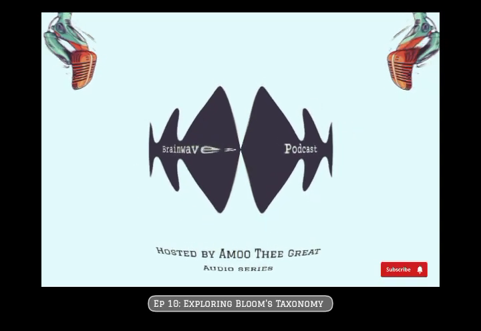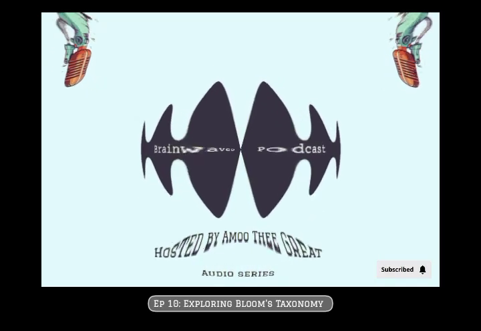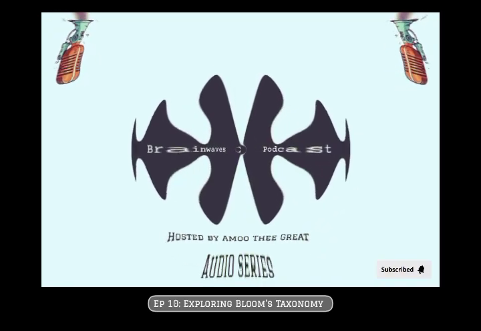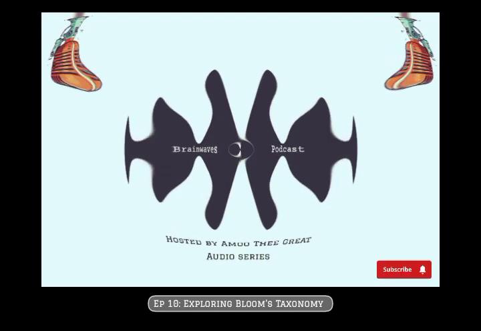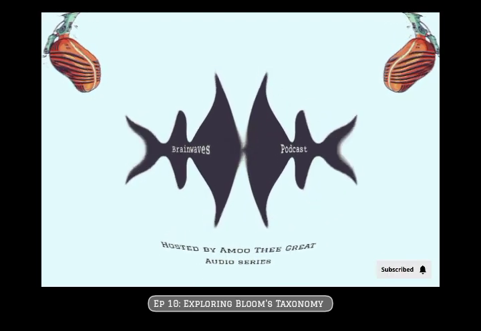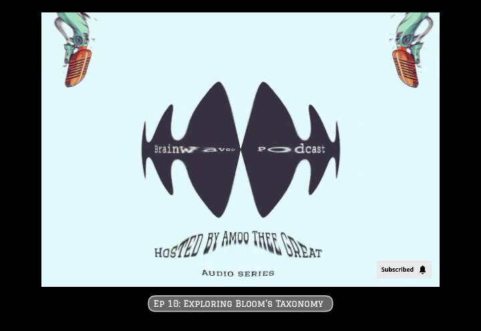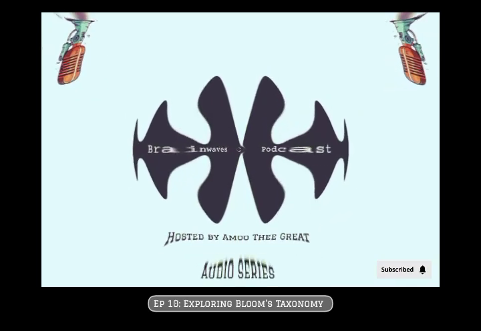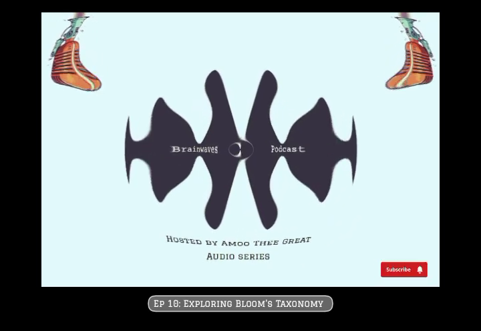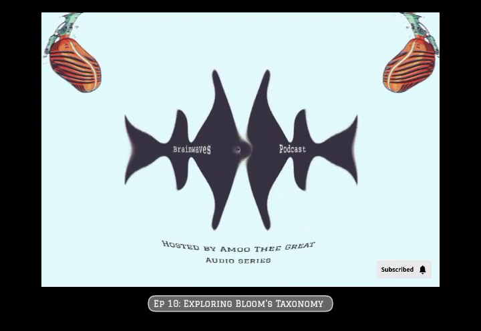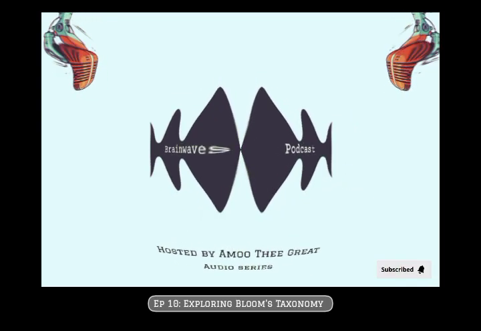Let's explore each level in detail and discuss how they apply in real-life learning situations. At the foundation of Bloom's taxonomy is remembering, recalling facts, concepts, or definitions. Think of this as the what stage.